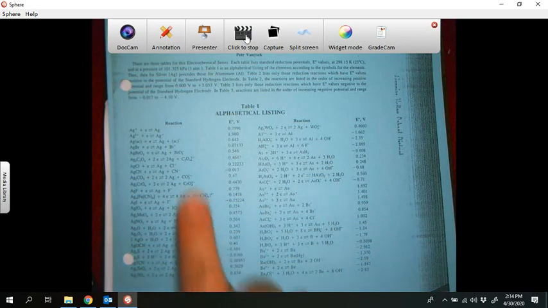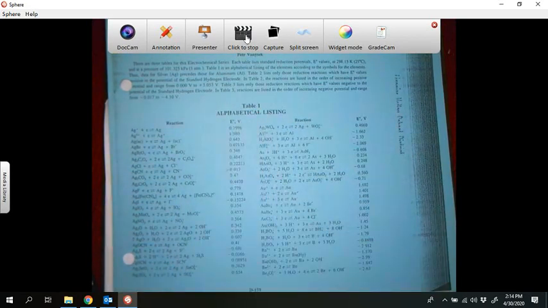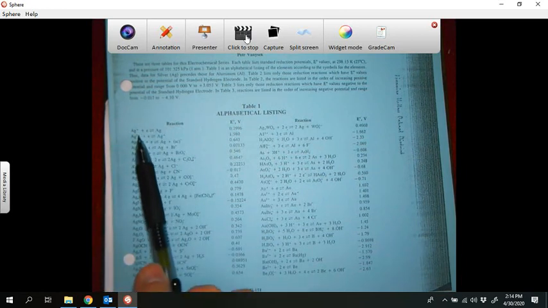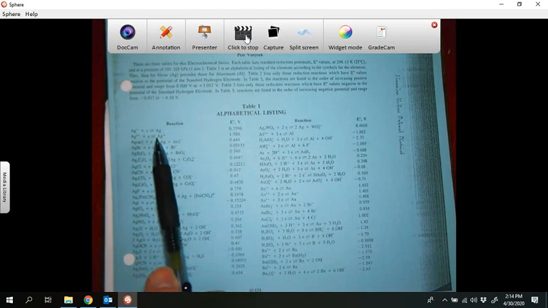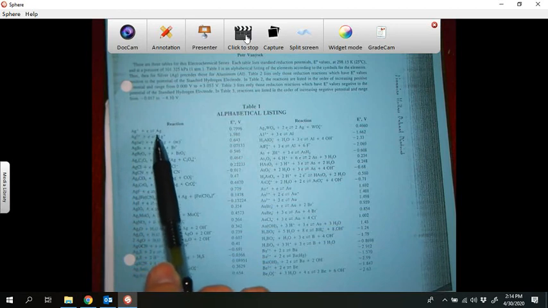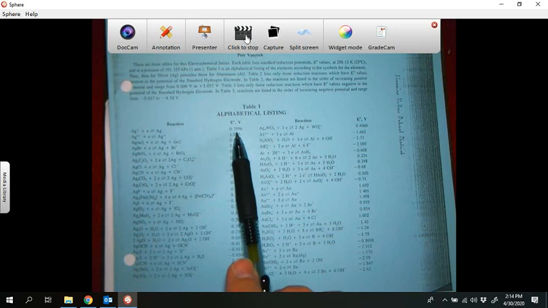You can see that we have an alphabetical listing, and we're only going to use table 1 from this packet. So you don't have to copy or print out the whole thing, just enough pages for table 1. As you can see, we have these different equations here, and they look like half reactions, which they are. So this first one says Ag plus an electron is in equilibrium with Ag, and the value in volts is 0.7996 volts.